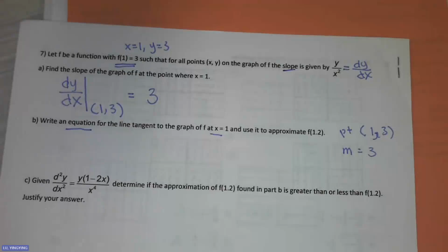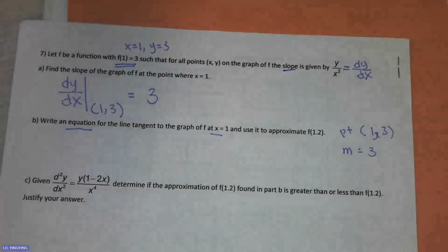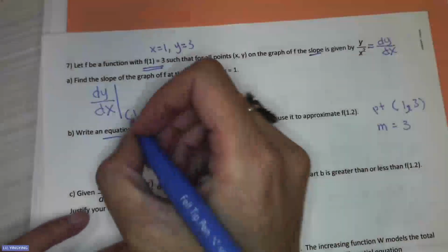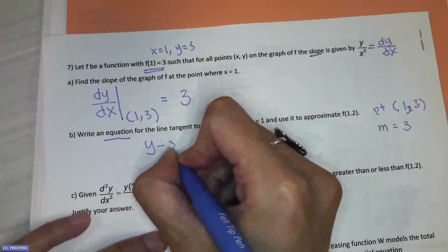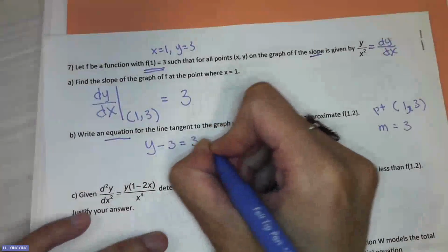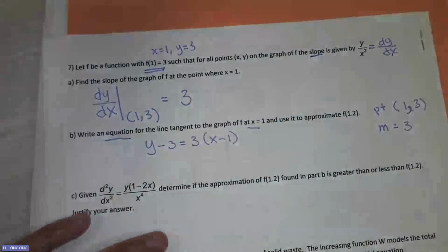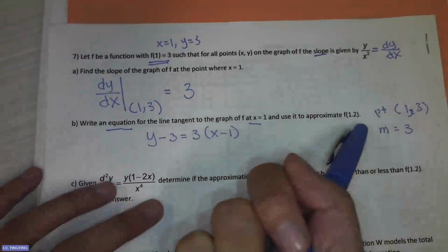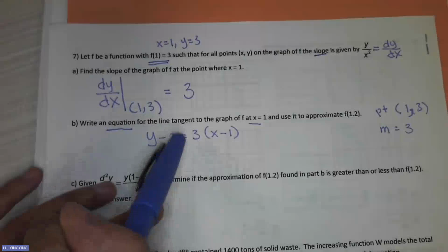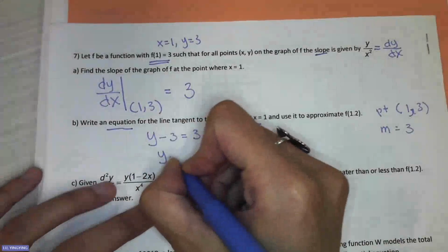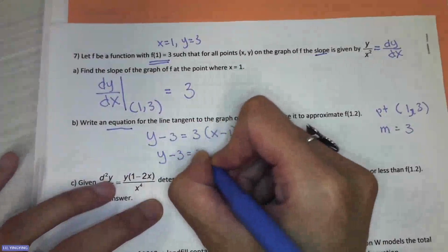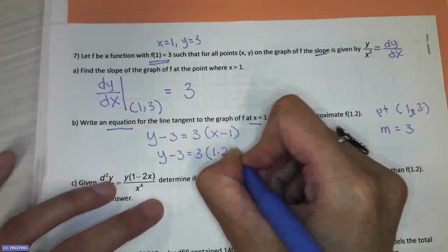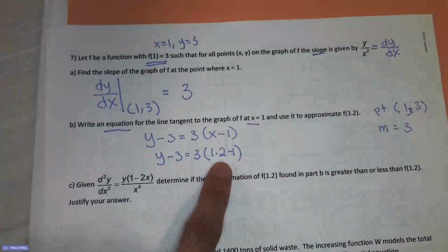Don't leave anything blank. You lose like 10 points for that question, by the way. So it is y minus 3 equals slope times x minus 1. What we're going to do next is plug in 1.2 to find the y value, right? Now you can do a safe stop again. So 3 times 1.2 minus 1. You don't need to show me this work. Just do it in your head.